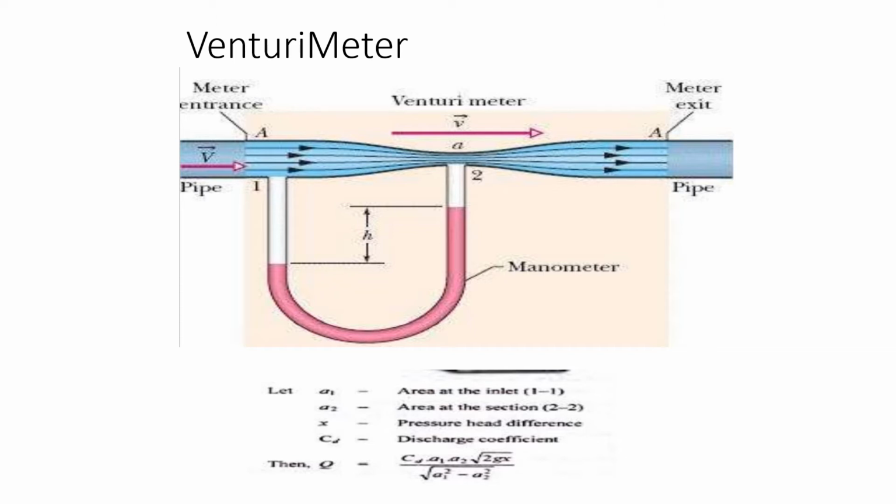This venturimeter is connected in the pipeline where the flowing fluid is passing, and we are going to measure the pressure at two points. One is at the throat, another one is at the main pipeline. The purpose of having the converging, throat, and diverging components is to measure the pressure difference across the fluid flow.